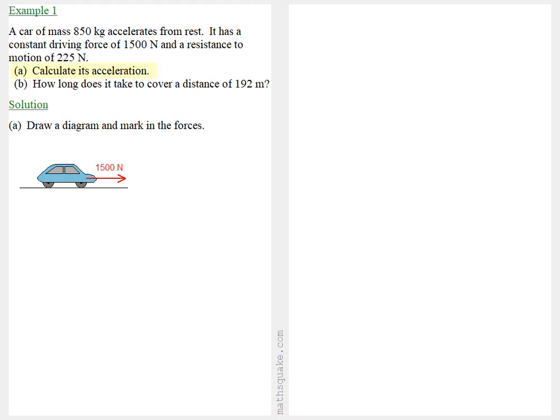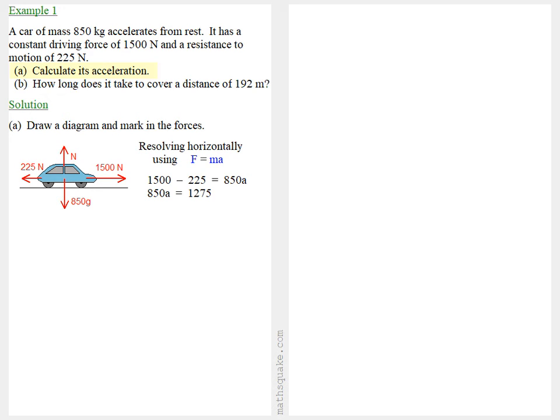There's the driving force, which is forward, 1,500 newtons. There's the resistance, which is backwards, 225 newtons. There's the weight, which is 850g down, and there's the normal reaction, which is up. If we resolve horizontally and use F equals ma, we have 1,500 minus 225 equals 850a.